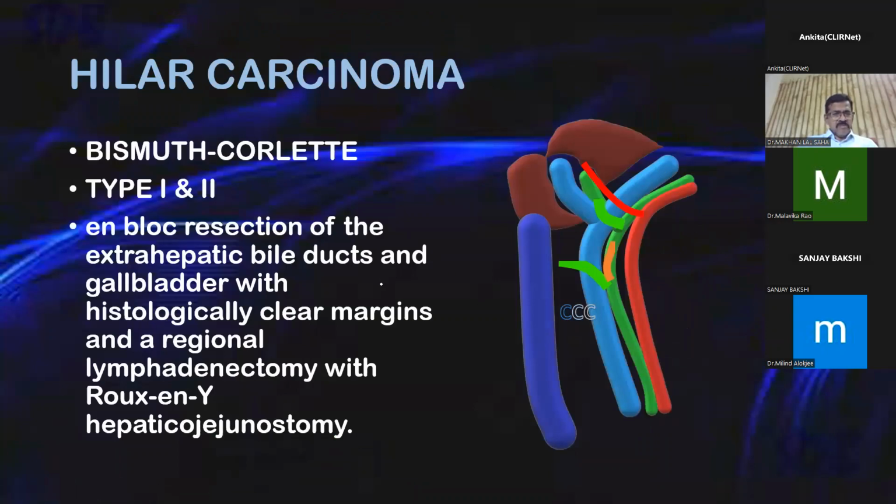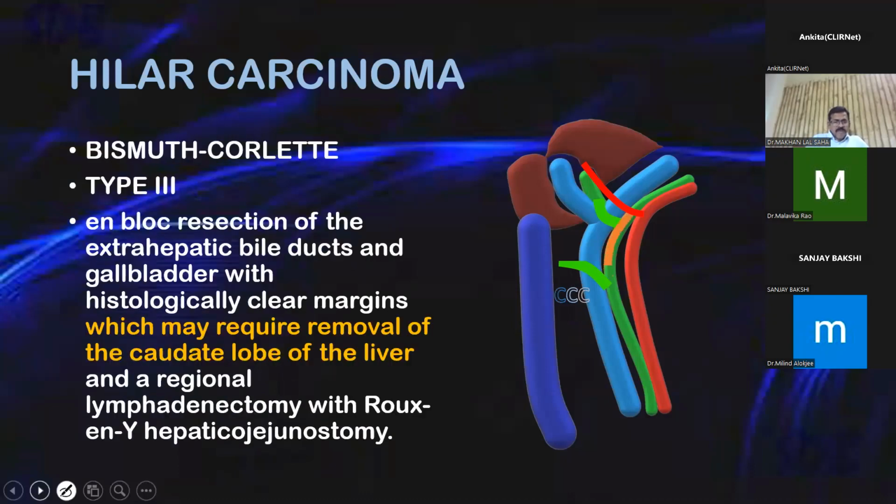2, you have an en bloc resection of the extrahepatic bile duct and gallbladder with histologically clear margins and a regional lymphadenectomy with Roux-en-Y hepaticojejunostomy. It's mandatory to send the end of the cystic duct for a frozen section, because sometimes these patients have longitudinal spread. In a type 3, you do an en bloc resection of the extrahepatic bile ducts and gallbladder with histologically clear margins.